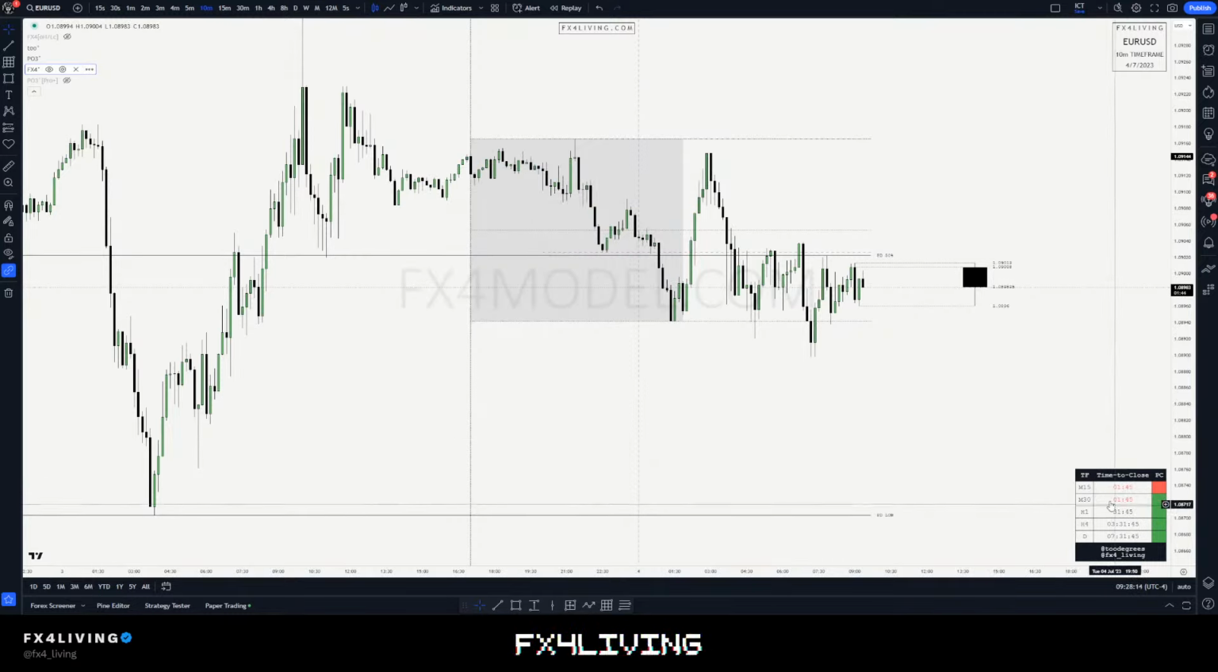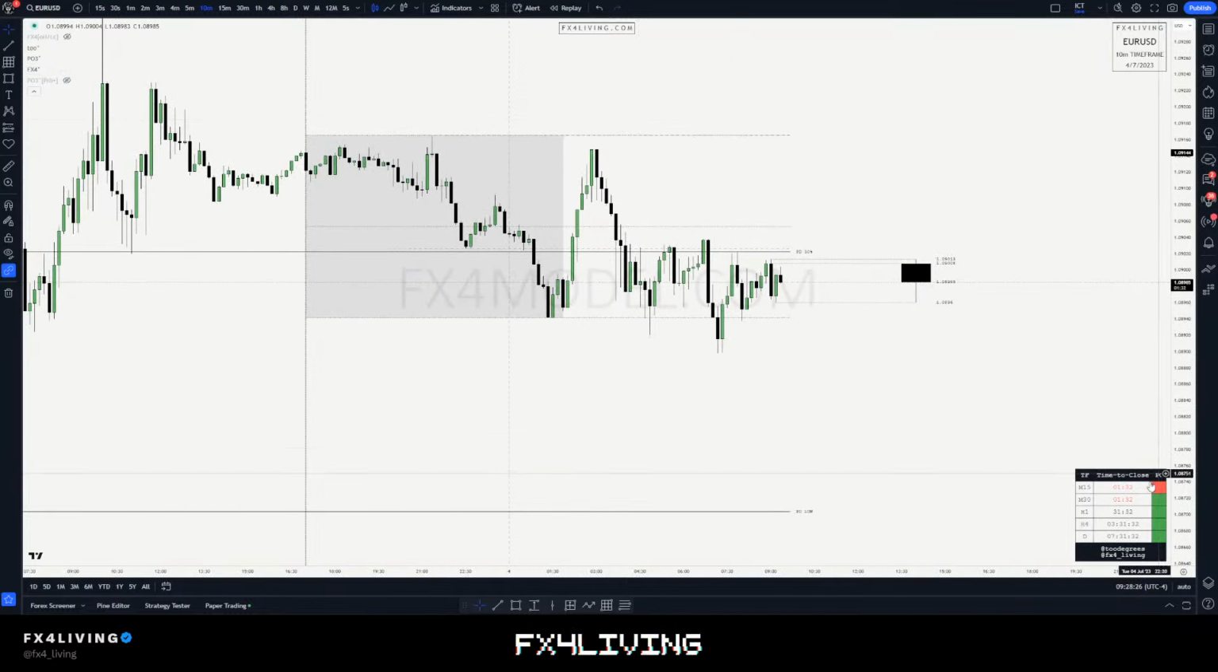This is cool because look, the time becomes red when there's 5 minutes left, just to make you watch the 15 and the 30-minute candle close. So it's not blinking or anything, but it's showing red like that.